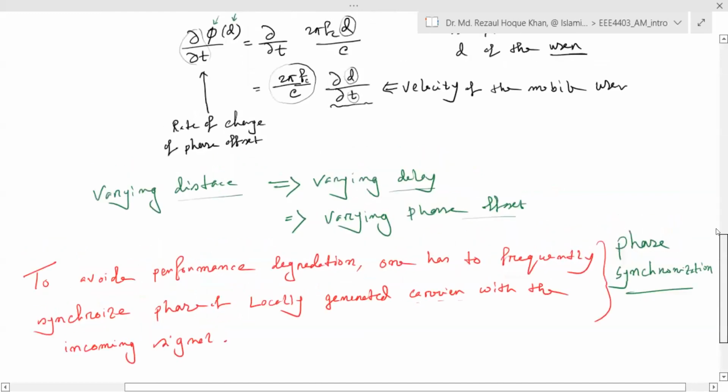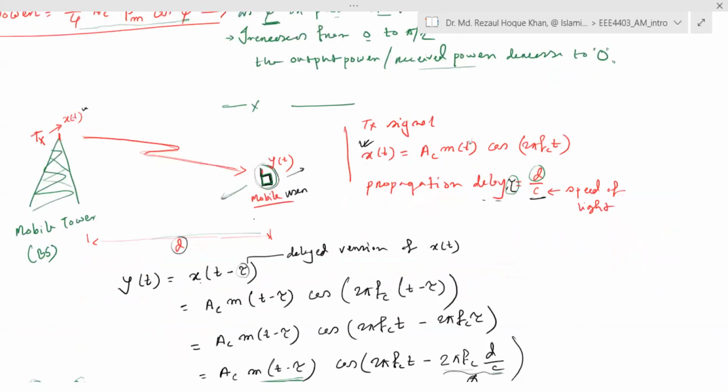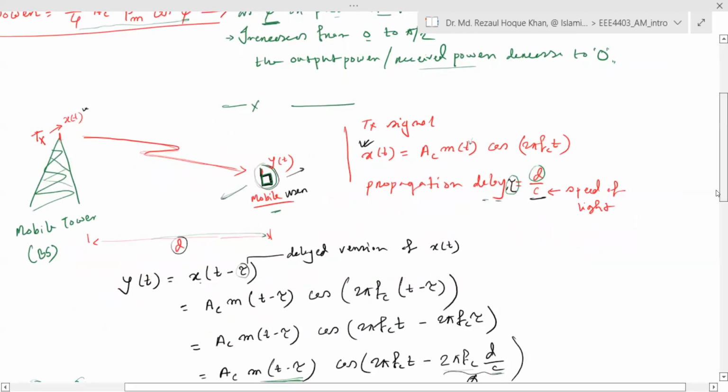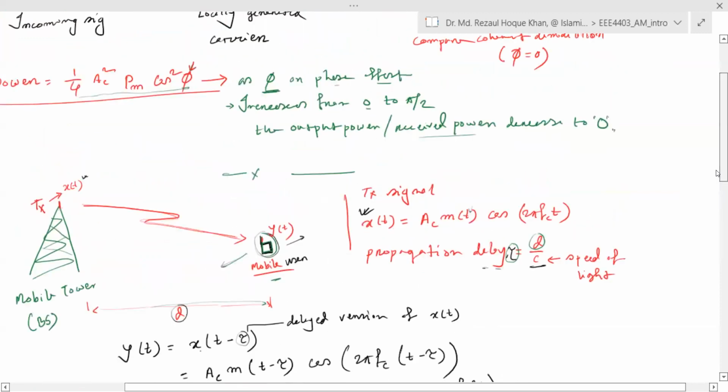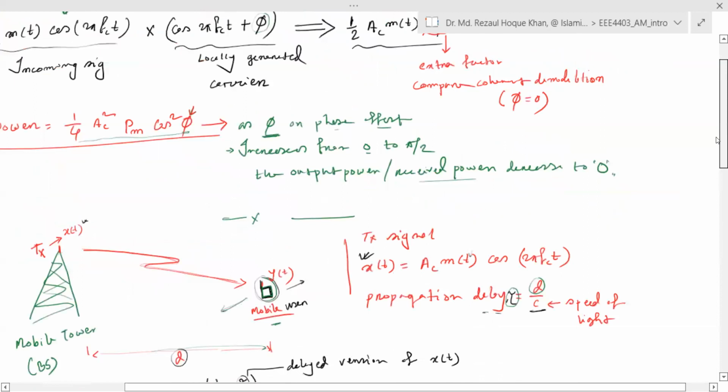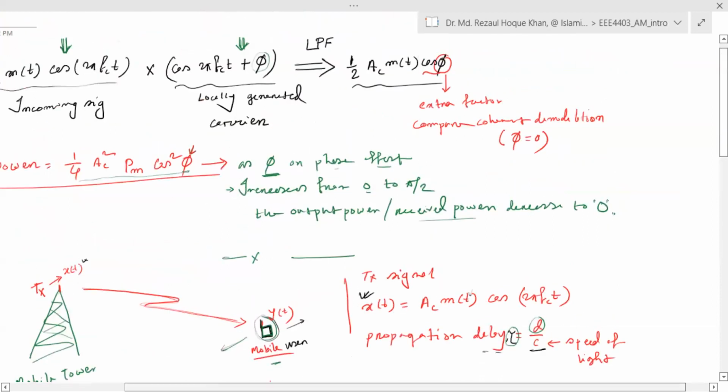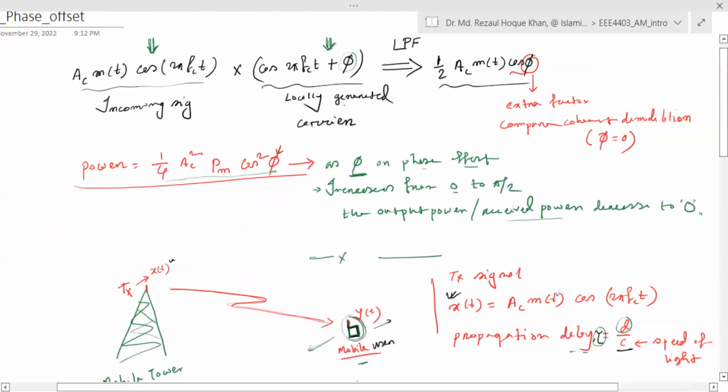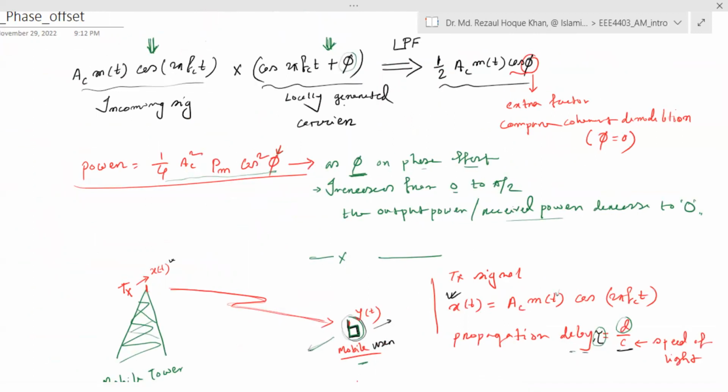Okay, so what we are trying to say is that this guy, the mobile user, roams around. Because he roams around, the distance keeps changing. Because the distance keeps changing, the propagation delay also keeps changing. Because the propagation delay keeps changing, ultimately the phase offset also keeps changing. That also gives us performance degradation. So what we have to do is frequently synchronize the locally generated carrier so that the impact of phi stays low. Okay, which ultimately will give you very good performance.